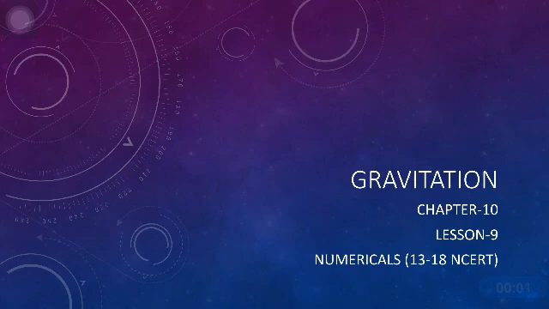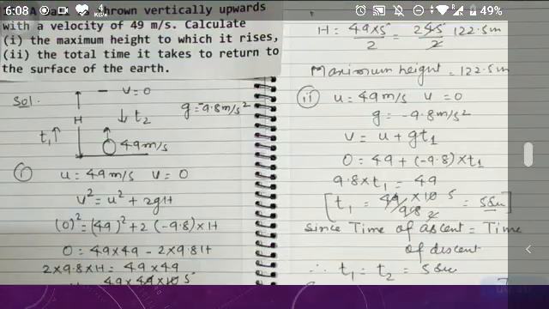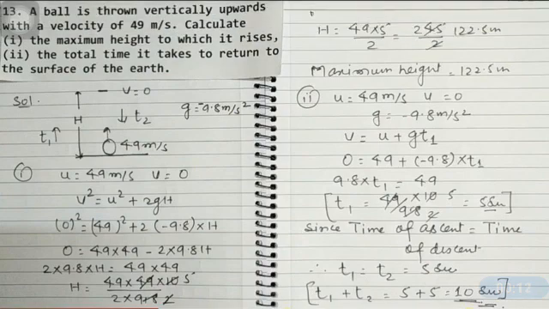Good morning, students. In this lesson, I am going to explain to you the numerical part of NCERT from question number 13 to 18. First question is, a ball is thrown vertically upwards with a velocity of 49 meter per second. Calculate first the maximum height to which it rises. Second, the total time it takes to return to the surface of the earth.